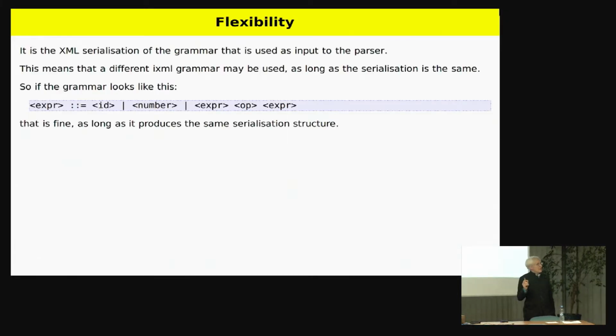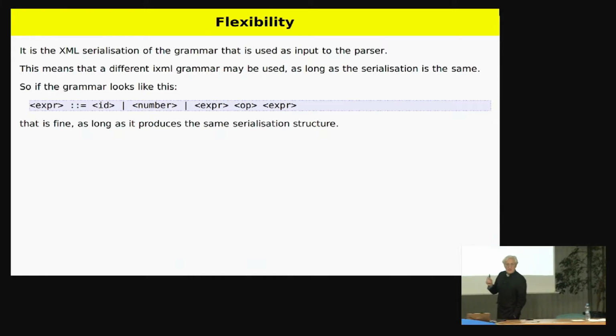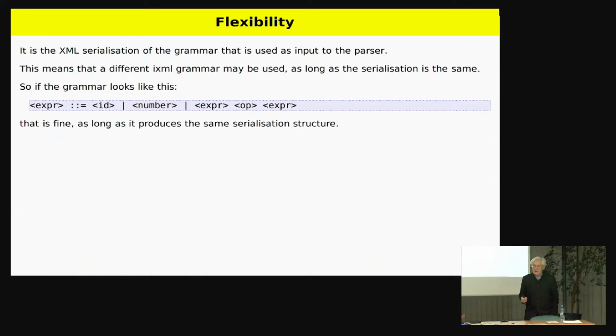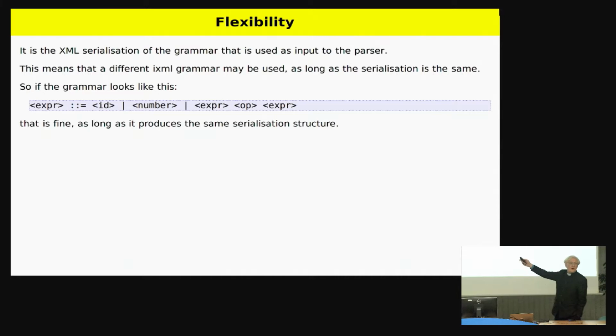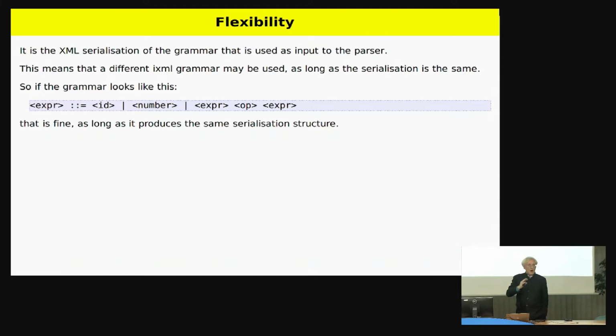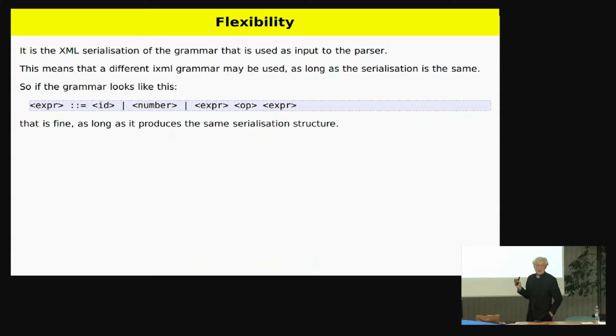Since it's the XML version of the grammar that gets accepted, it means we don't really care about the external version of the grammar, the text version of the grammar. So if you prefer your grammars in this style, then you could write an ixml grammar for this style, and as long as the serialization is the same, it will work just fine. So it's not hardwired into using the ixml grammar as I've just described it. That's, as it were, the base grammar, but you can define as many grammars for ixml as you like, as long as the serialization is the same.